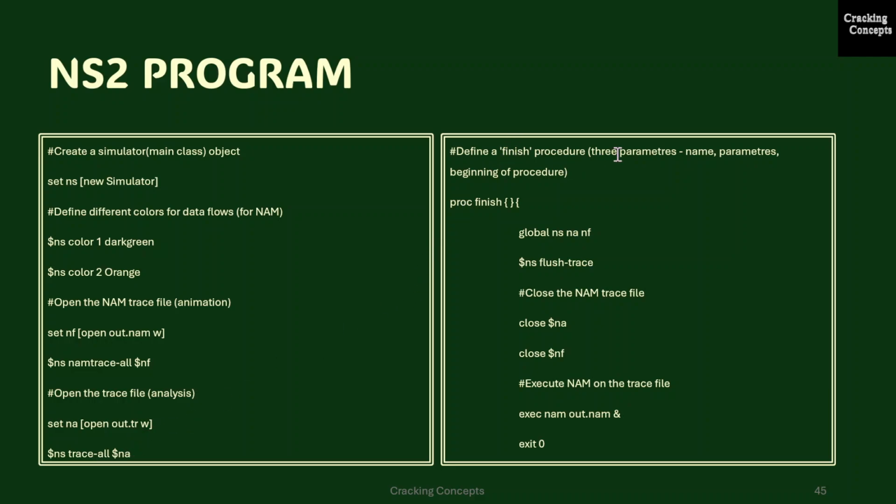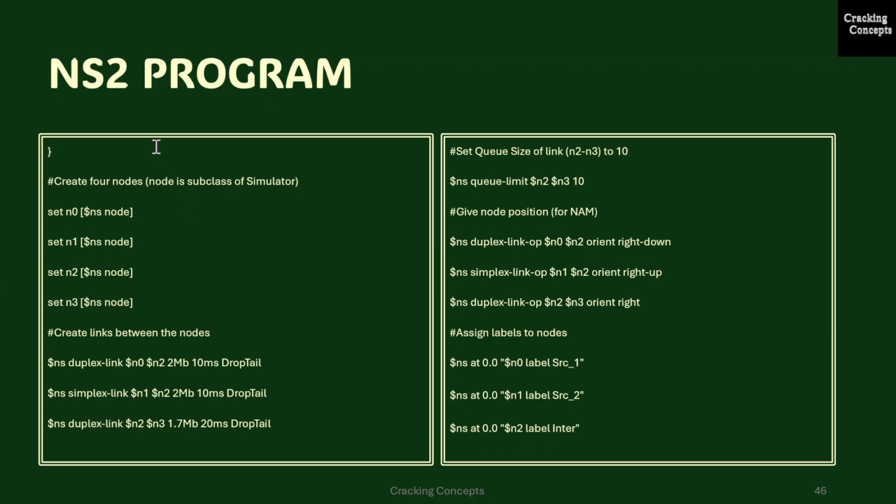Then the finish procedure is defined, which has three parts: the name of the procedure, the parameter of the procedure, and the beginning of the procedure. Then the code of the procedure is written. After it, we create the four nodes we are going to use here: n0, n1, n2, and n3. Then we create the links between them. One is simplex, the others are duplex links. All of them use the drop-tail queue management method. Then the queue size is set to 10 for the queue limit between n2 and n3.